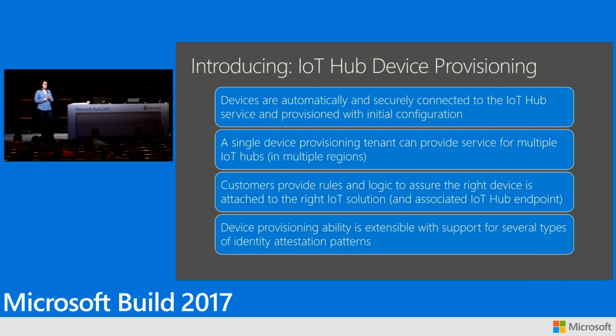And then we want to make the device provisioning service eventually extensible with support for different identity attestation patterns. I'll get into the one that we will be supporting when we go public later this year. But what this means is not only different ways of provisioning a device, but also different ways of attesting to that device's identity. How do you know that the device is who it says it is when it first checks in with the device provisioning service for the first time? And there are a couple of different ways that we're doing that.